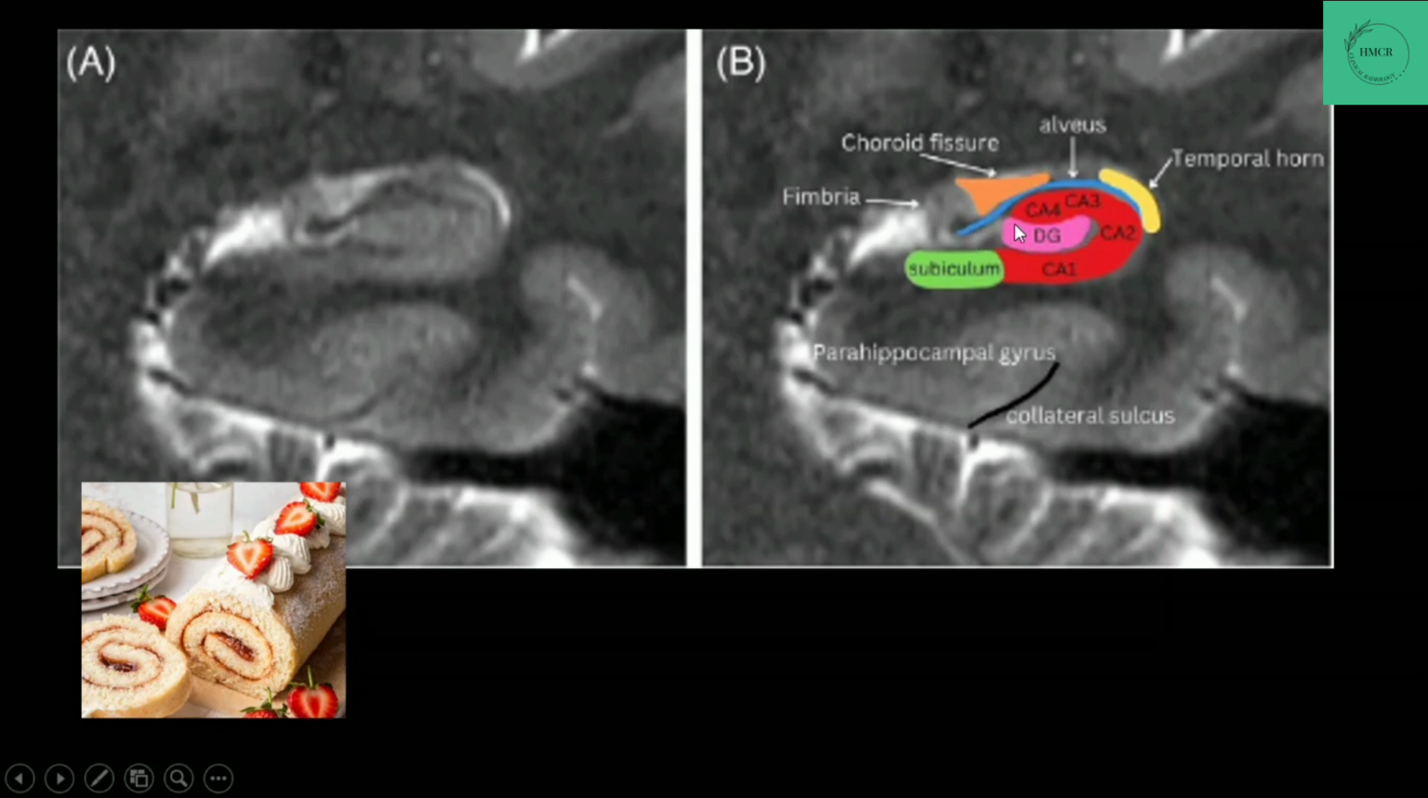This is the area of the dentate gyrus, and this red structure is the hippocampus proper, divided into CA1, CA2, CA3 and CA4. CA is actually Cornu Ammonis, as we have already discussed. This is the subiculum, this is the parahippocampal gyrus, this is the collateral sulcus. This is the fimbria of the fornix, and this blue structure is the thin white sheet called the alveus. It actually separates the hippocampus from the lateral ventricle, and it continues the hippocampus to the fimbria. This is the region of the temporal horn, and this is the choroidal fissure.